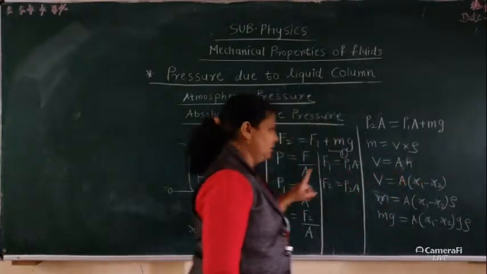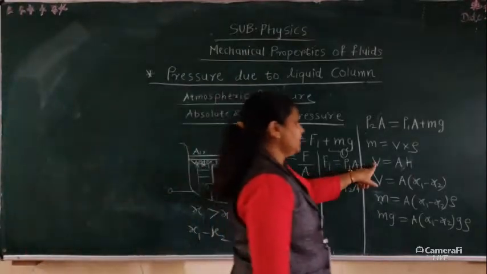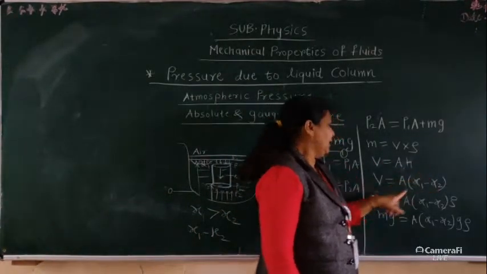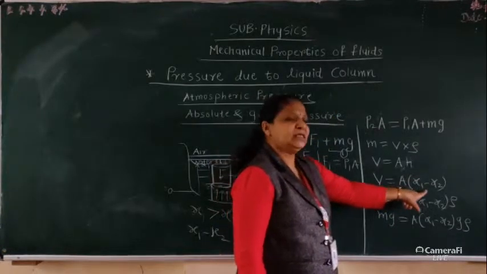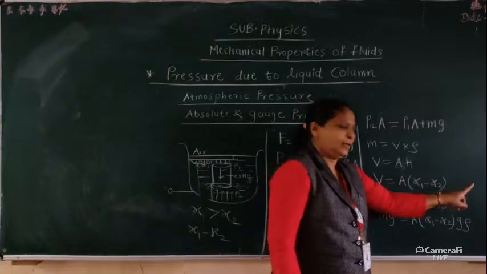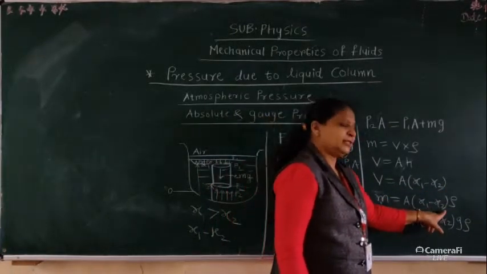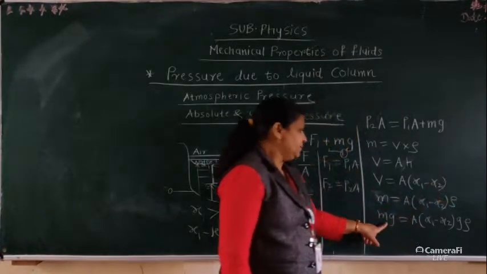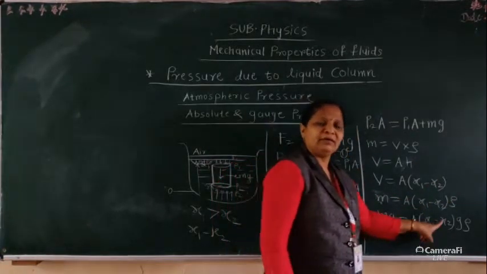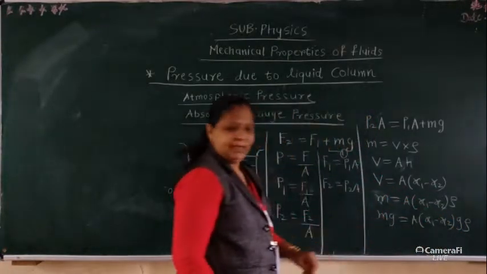M is mass, so mass is equal to volume into density, where rho is the density of the liquid. V is equal to AH, where H means the height of the liquid column, which is equal to x1 minus x2. Then M is equal to A into x1 minus x2 into rho. Mg is equal to A into x1 minus x2 into g into rho. So this is the equation.